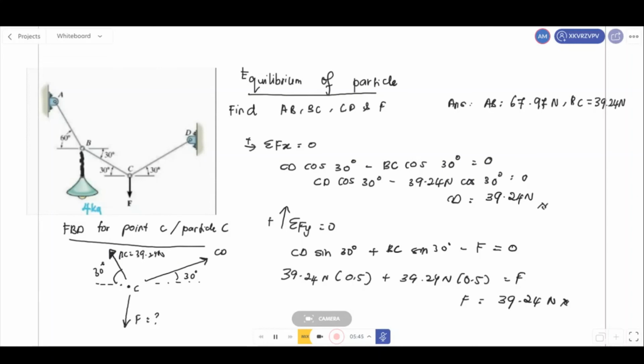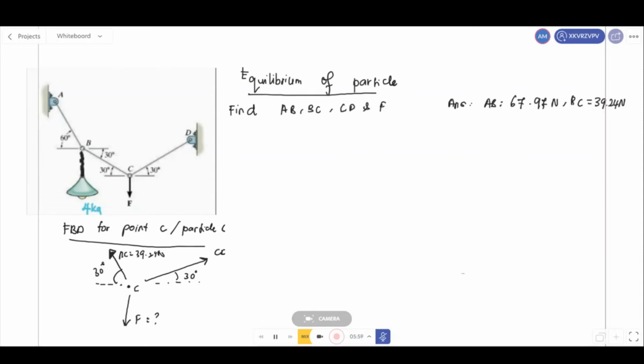Okay, so we erase all this. We have calculated CD and also F by using the rectangular component. So you get the value is similar, right? This is 39.24 Newton. Now we are going to use the force triangle.